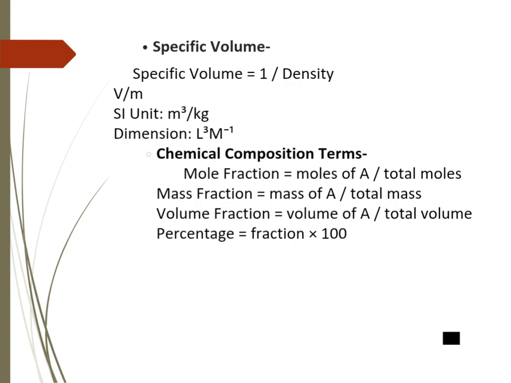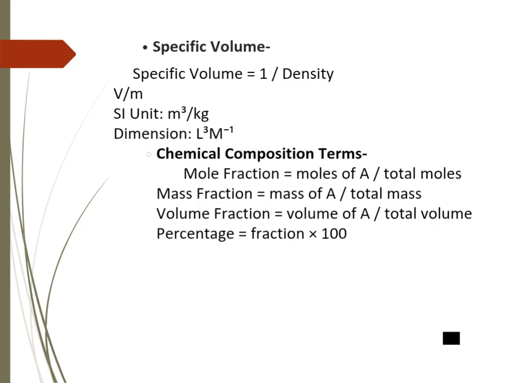Now let's see chemical composition terms in bioprocess engineering. Chemical composition in bioprocess engineering is expressed in different ways. So let's see what the terms are. Process streams usually consist of a mixture of components or a solution of one or more solutes. So the following terms are used to define the composition of mixtures and solutions.